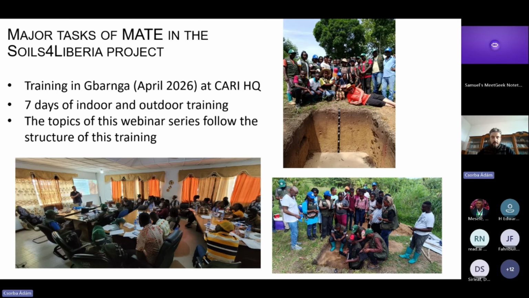The lower left, you can see the classroom sessions, where a theoretical and methodological background was presented, and on the right side of the screen, you can see the field training, where the participants worked directly with opened soil profiles. And the structure of this online webinar series that we have now follows the same logic as the training in Barnga.